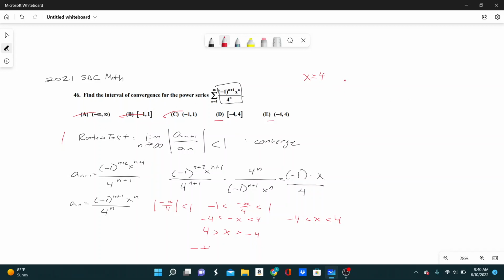So if we do that, it will be negative 1 to the n plus 1 times 4 to the n all over 4 to the n. So obviously our 4 to the n's will cancel, and we're just left with negative 1 to the n plus 1. And this is an alternating series. This is just going to alternate between negative 1 and 1. And so, according to the alternating series test, we know that this is going to diverge. And so since the series diverges at x equals 4, we know it can't be D, and that just leaves us with answer choice E.